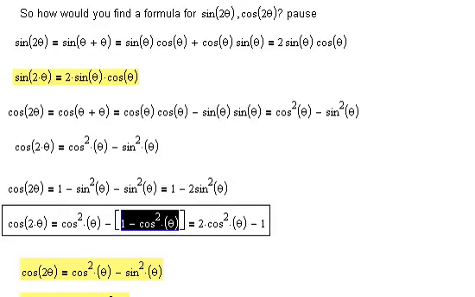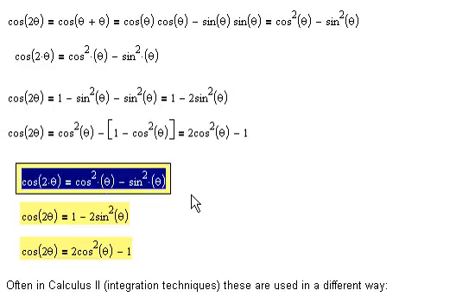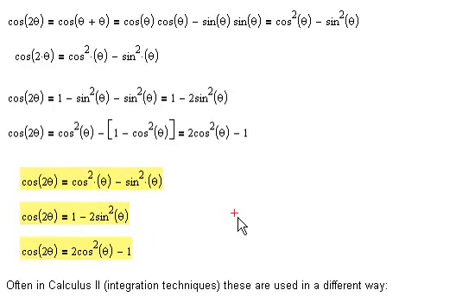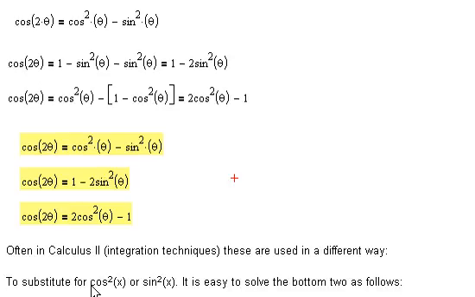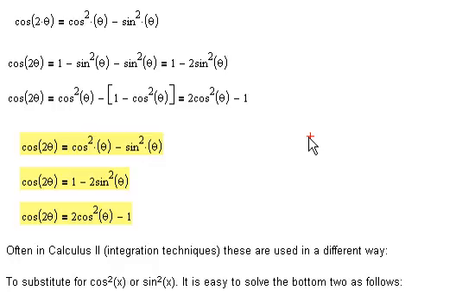And so we have really 3 formulas for the double angle for cosine 2 theta. One is cosine squared theta minus sine squared theta, one is 1 minus 2 sine squared theta, and one is 2 cosine squared theta minus 1. Often in calculus 2, they're used in a slightly different way. In calculus 2, the problem you'll find is that you cannot integrate cosine squared theta or sine squared theta. And you must, in fact, make some kind of a substitution.